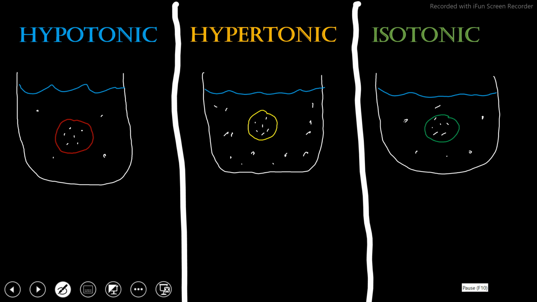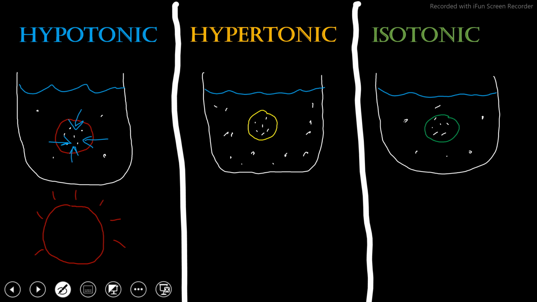Each of these cells are also filled with a solution. As you can see here over with the hypotonic, there is more solutes inside of the cell than there is outside of the cell in the hypotonic solution. So our water is going to want to move to wherever the most solutes is. So water is going to be moving into this cell. This causes the cell to expand because there's so much fluid in there. This can actually cause the cell to burst.